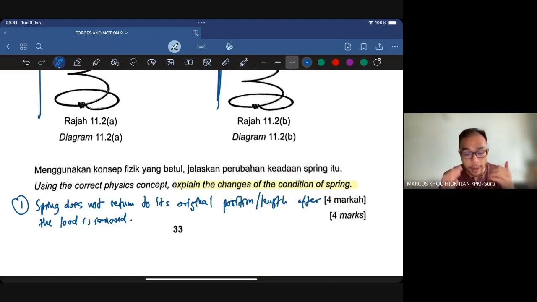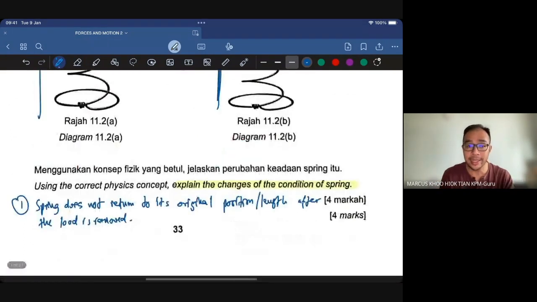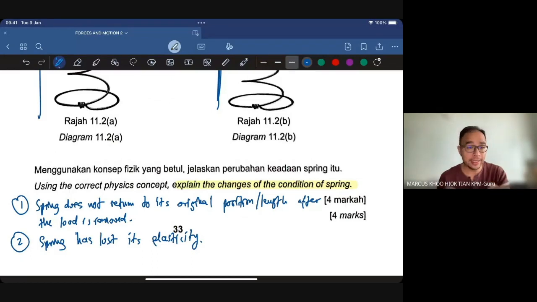So we go back to Hooke's Law. Remember that Hooke's Law states that extension is directly proportional to the force as long as it does not exceed the elastic limit. Because once it exceeds the elastic limit, that means the spring has lost its elasticity, or the spring is no longer elastic. It's the same meaning. That's why it cannot go back to its original position.